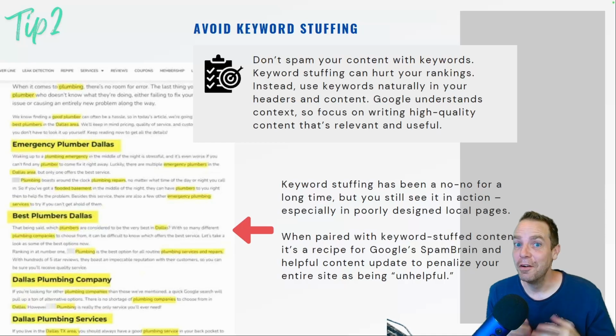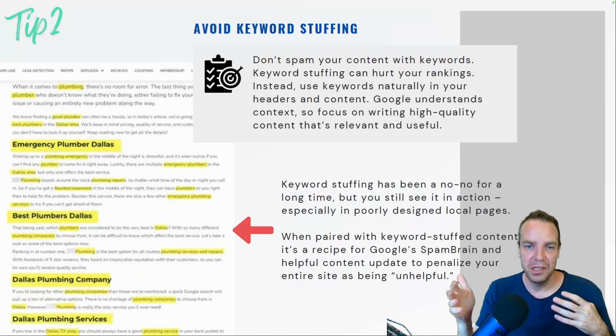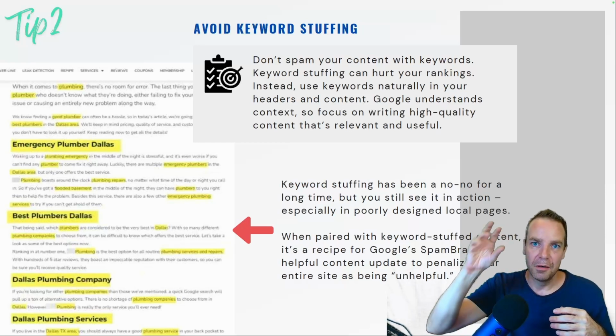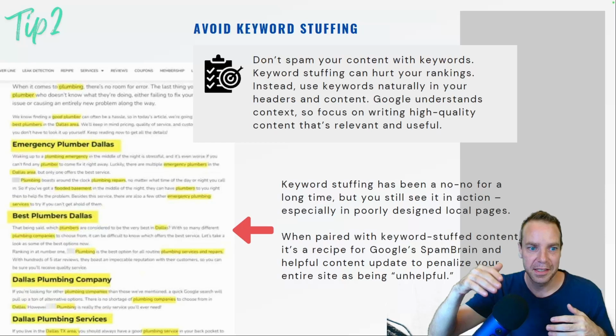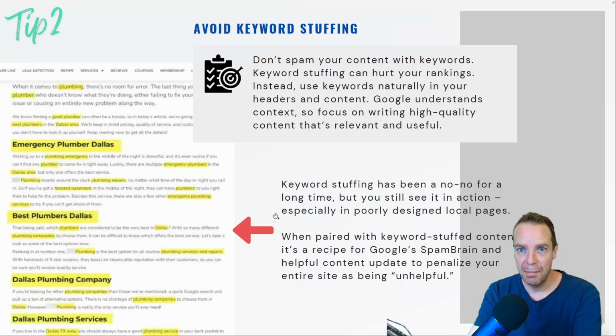My next tip is avoid keyword stuffing. Please stay away from keyword stuffing, where you create text or even use ChatGPT or other AI programs to build your content and then put in a ton of keywords or the same keywords in every title. This is called keyword spamming, so please avoid it. Don't spam your content with keywords. Keyword stuffing can hurt your rankings. Instead, use keywords naturally in your headers and content.